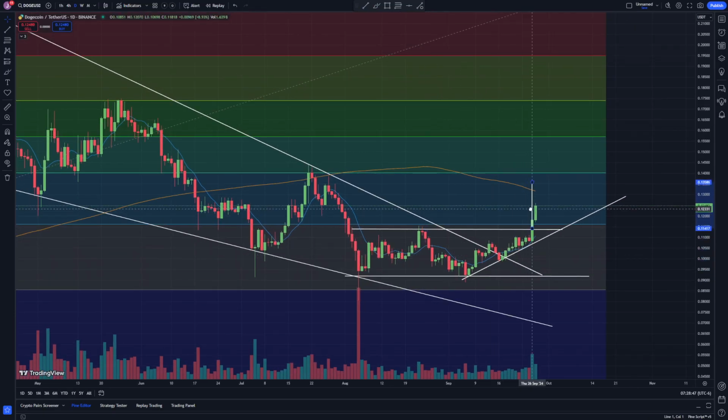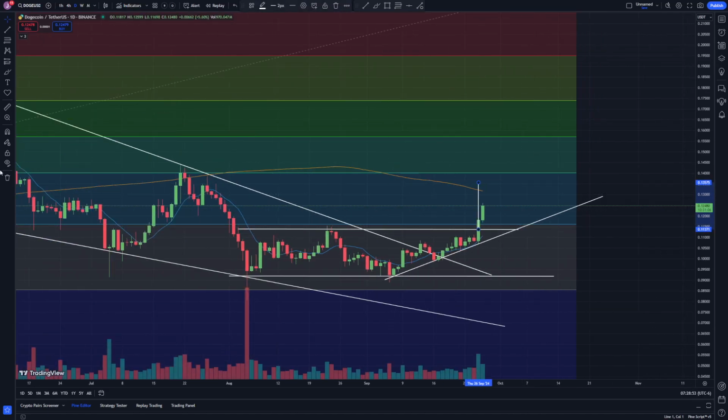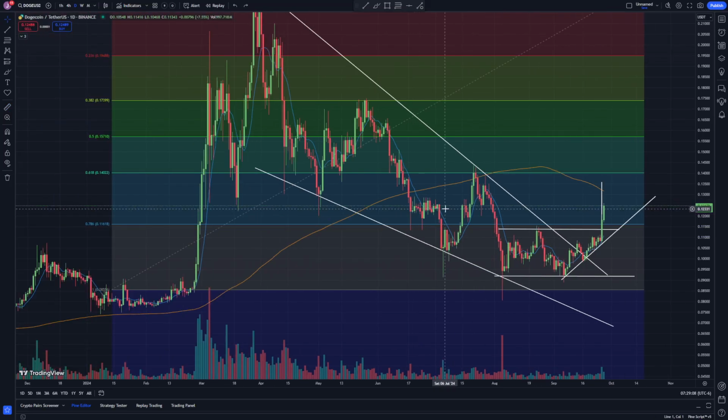And that gives us that first target of around, let's see, what was it? 0.13575 approximately. It looks like we're kind of heading that direction right now. We've got a nice little pump to the upside since I made that last video. Let's see how much percentage from the bottom of that to the top of that, about 10%, which is pretty good.